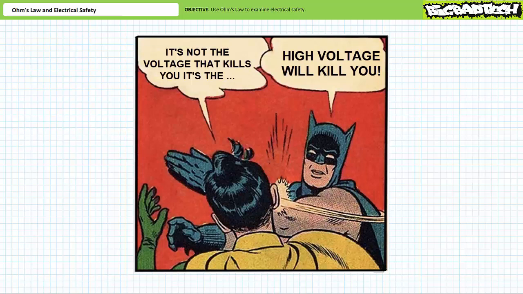The rifle makes the bullet move. Voltage makes current move. The bullet won't move without the rifle firing it. Similarly, current won't move without voltage. High voltage will kill you because high voltage causes high current in low resistance paths.